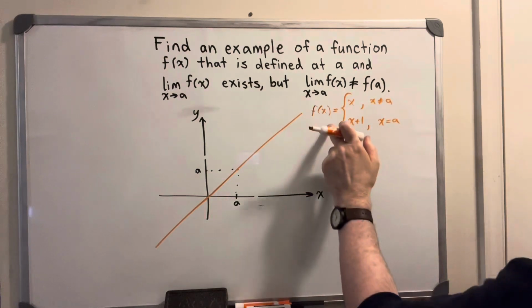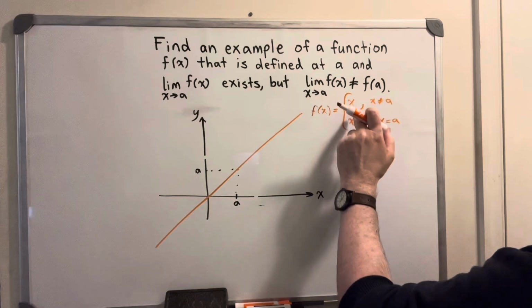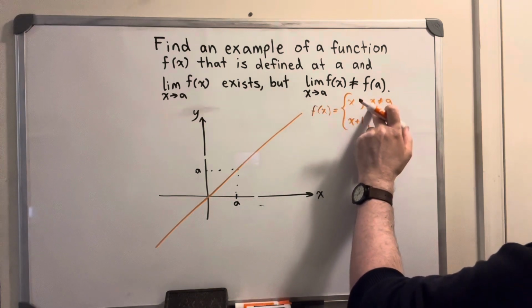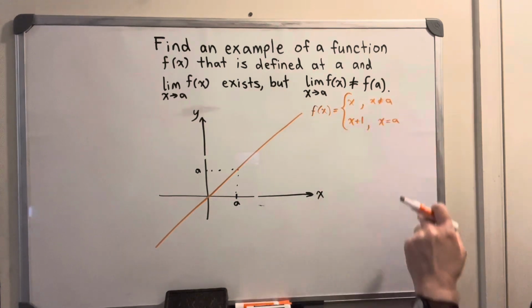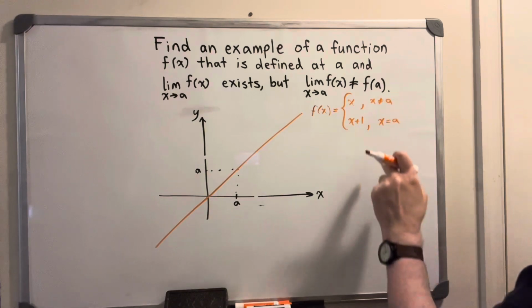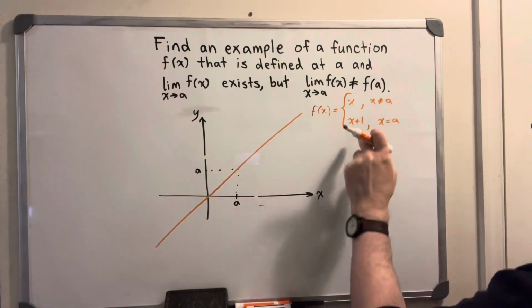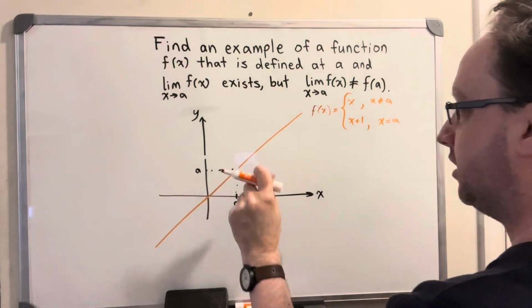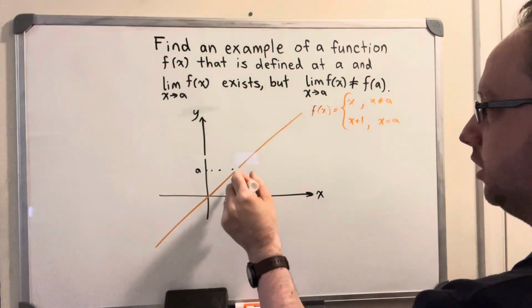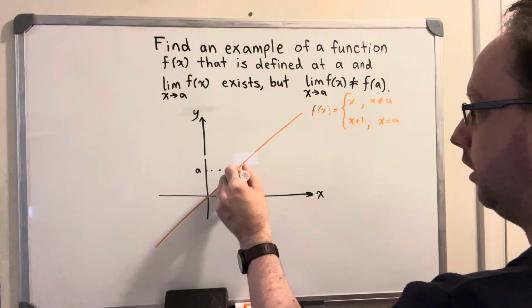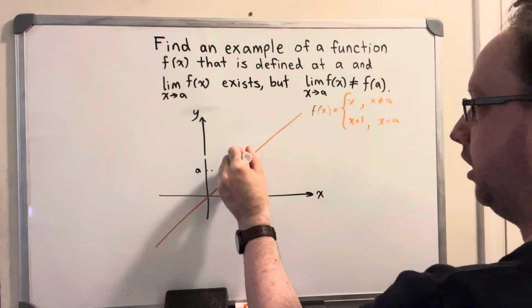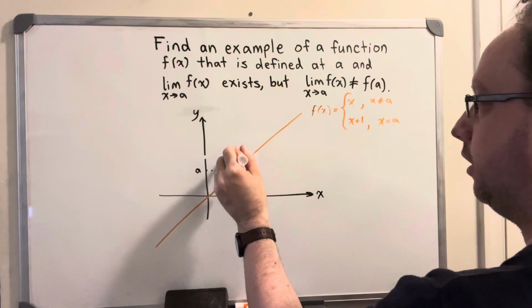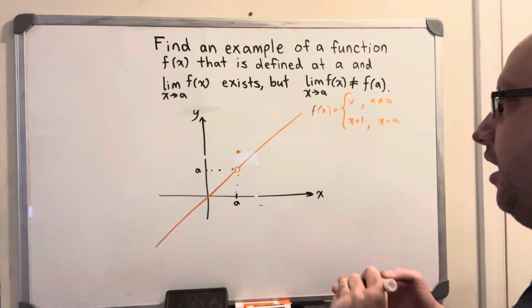So look at this function. It's equal to x for all values of x except for a, but when x equals a, the function is equal to x plus 1. That means that at a, the function's value would not be a. It would suddenly, for that one value, be a plus 1.